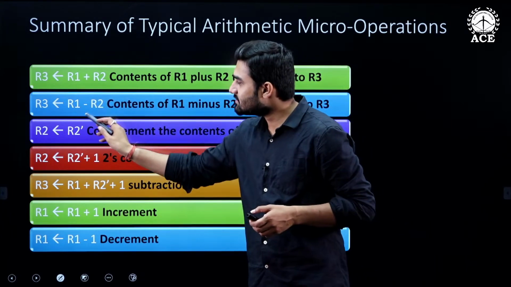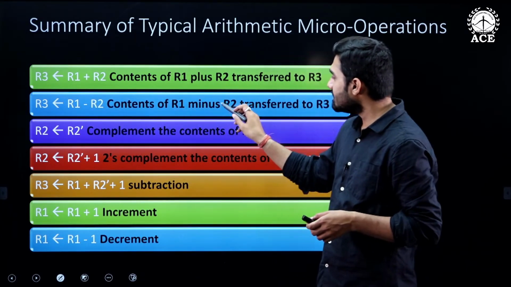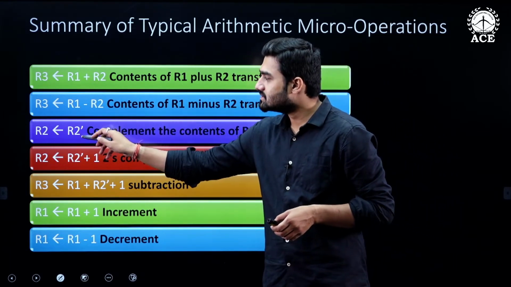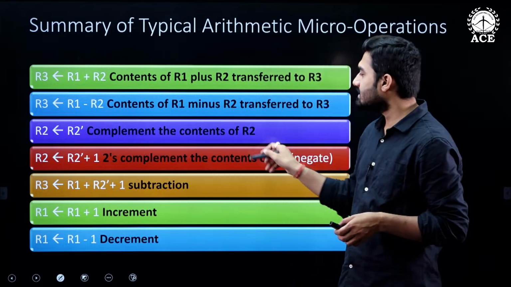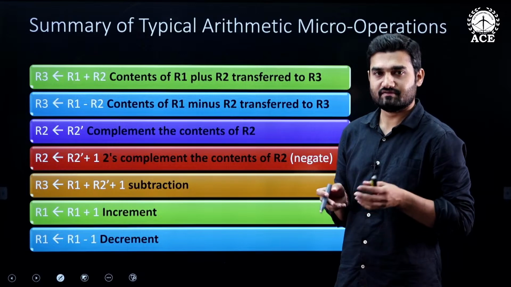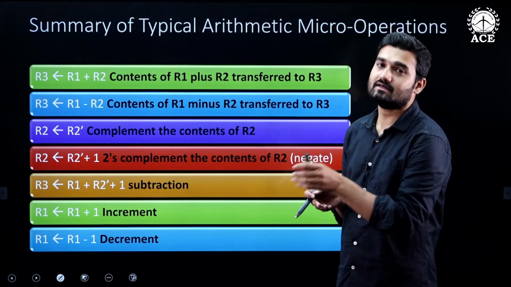Let us see this micro operation, R1 minus R2. That means content of R1 minus R2 transfer to R3. R2 dash, that means complement the content of R2. We know all these complement things because we have seen them in the digital part. Anyway, if you haven't seen, then we will see in our third unit.